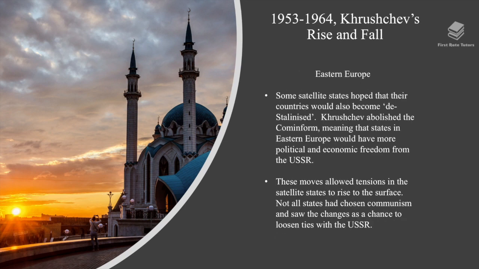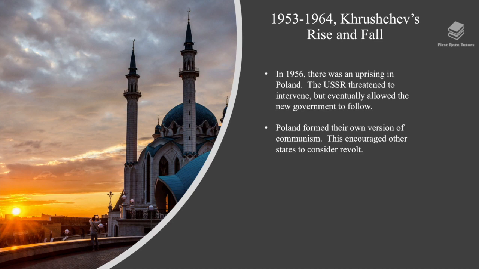Eastern Europe. Some satellite states hoped that their countries would also become de-Stalinized. Khrushchev abolished the Cominform, meaning that states in Eastern Europe would have more political and economic freedom from the USSR. These moves allowed tensions in the satellite states to rise to the surface. Not all states had chosen communism and saw the changes as a chance to loosen ties with the USSR.